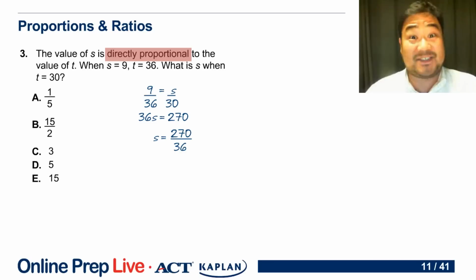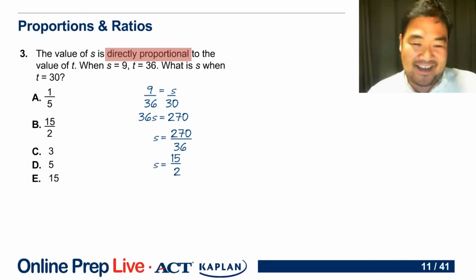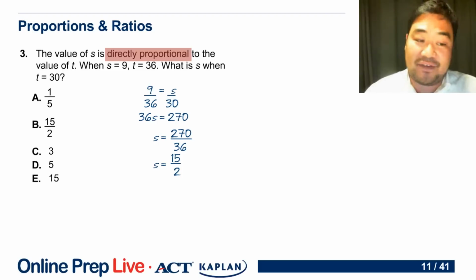And I hope you guys are using that calculator for this. I would not want you to try to manually figure this out. But when we punch it into our calculator, we're going to get 7.5, which leads to 15 over 2, which is, of course, answer choice B. B for boom. Look at that.